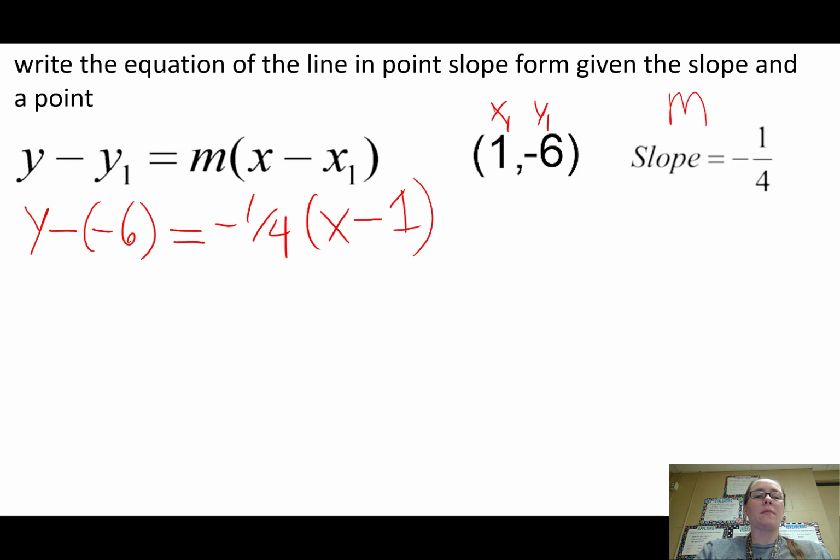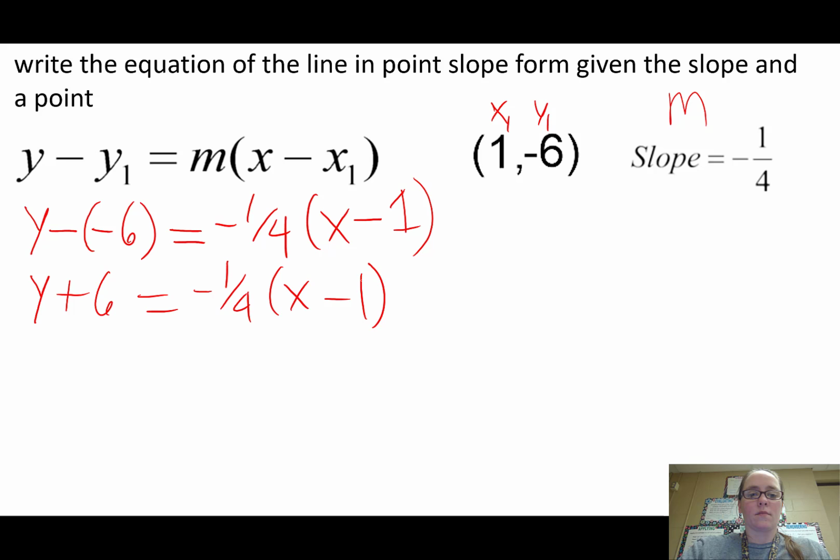Now, remember what happens when I minus a negative. What do I get there? Well, minus a negative is just plus, right? So I can say y plus 6 is equal to -1/4 times x minus 1. And that's it right there. Both of these are correct. More often you're going to see me write it the second way.